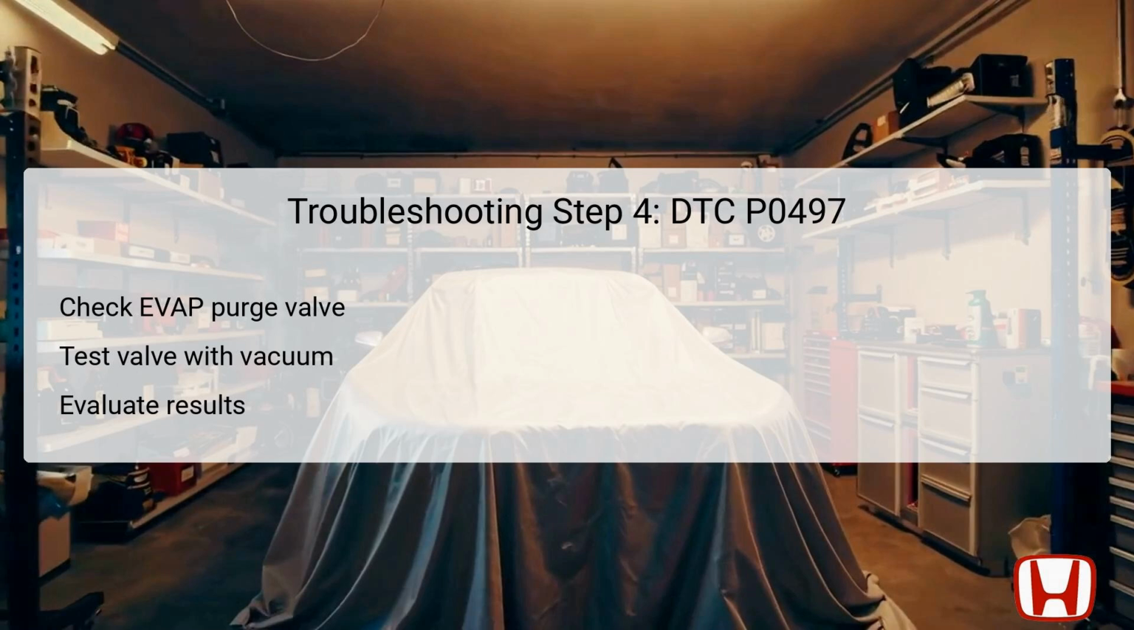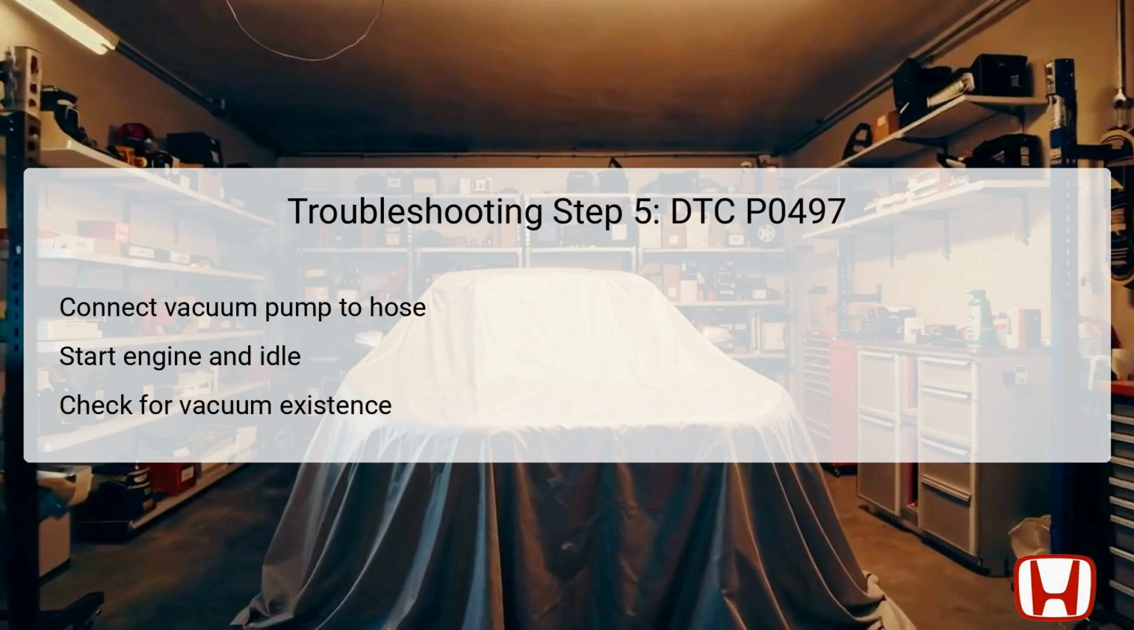If the vacuum remains stable, this indicates the purge valve is functioning properly. Conversely, if vacuum release occurs prematurely, indicating a malfunction, the purge valve must be replaced. After any repairs or replacements, ensure a verification process is completed to confirm system integrity.